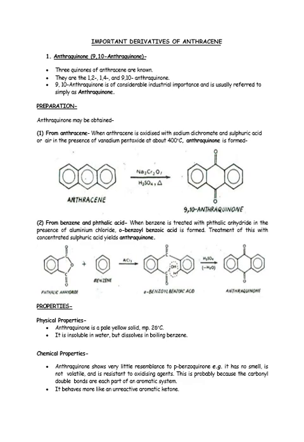Next, physical properties. It is a pale yellow solid. The melting point of the compound is 286 degrees centigrade. It is insoluble in water but dissolves in boiling benzene. Next, chemical properties. Anthraquinone shows very little resemblance to para-benzoquinone. For example, it has no smell, is not volatile, and is resistant to oxidizing agents. It is probably because the carbonyl double bonds are each part of an aromatic system. It behaves more like an unreactive aromatic benzene.